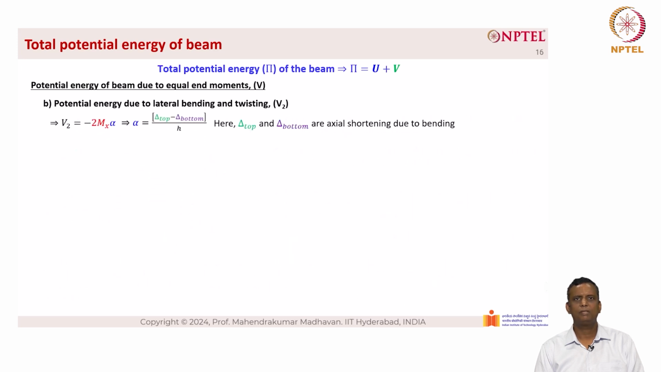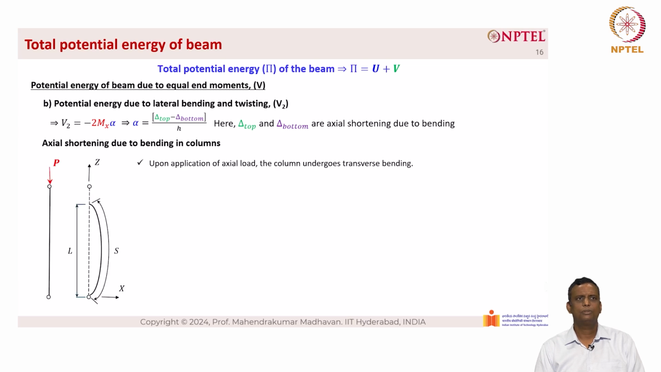So now we have delta top and delta bottom are axial shortening due to bending. Before we go into the beams, let us look at axial shortening due to bending in columns. When we apply a load P, there is an axial shortening that takes place, which means that there will be a reduction in the length L and there is a bent curvature which is S.